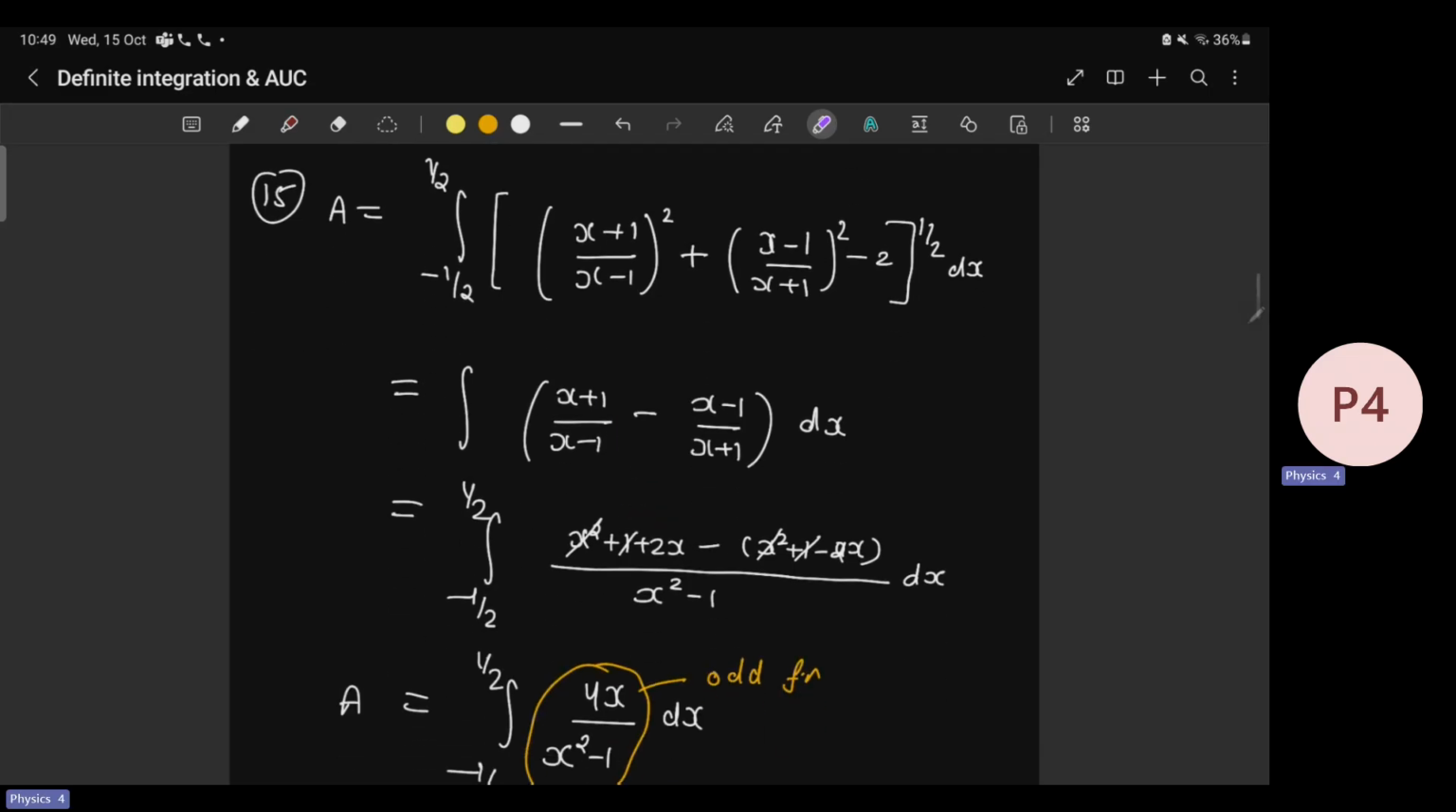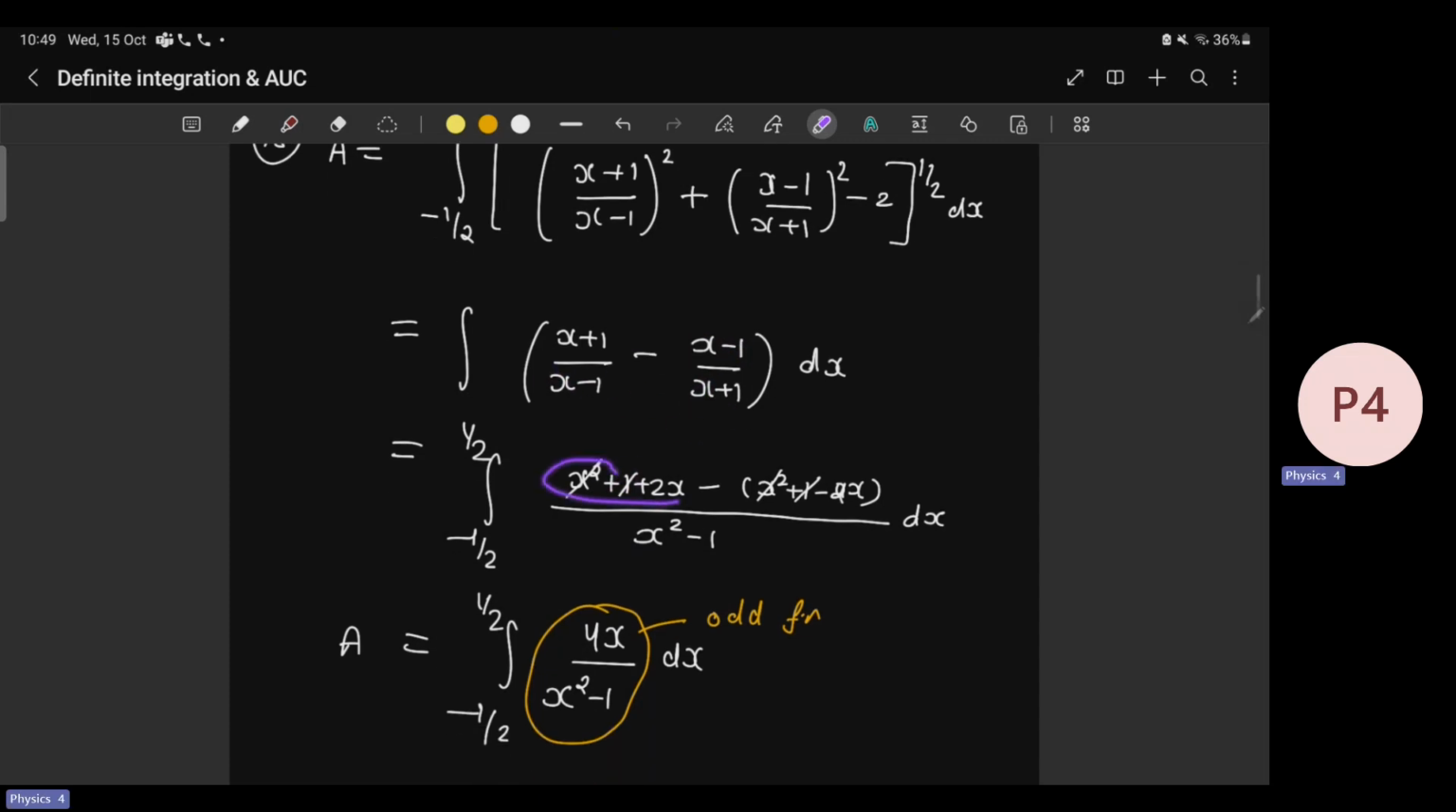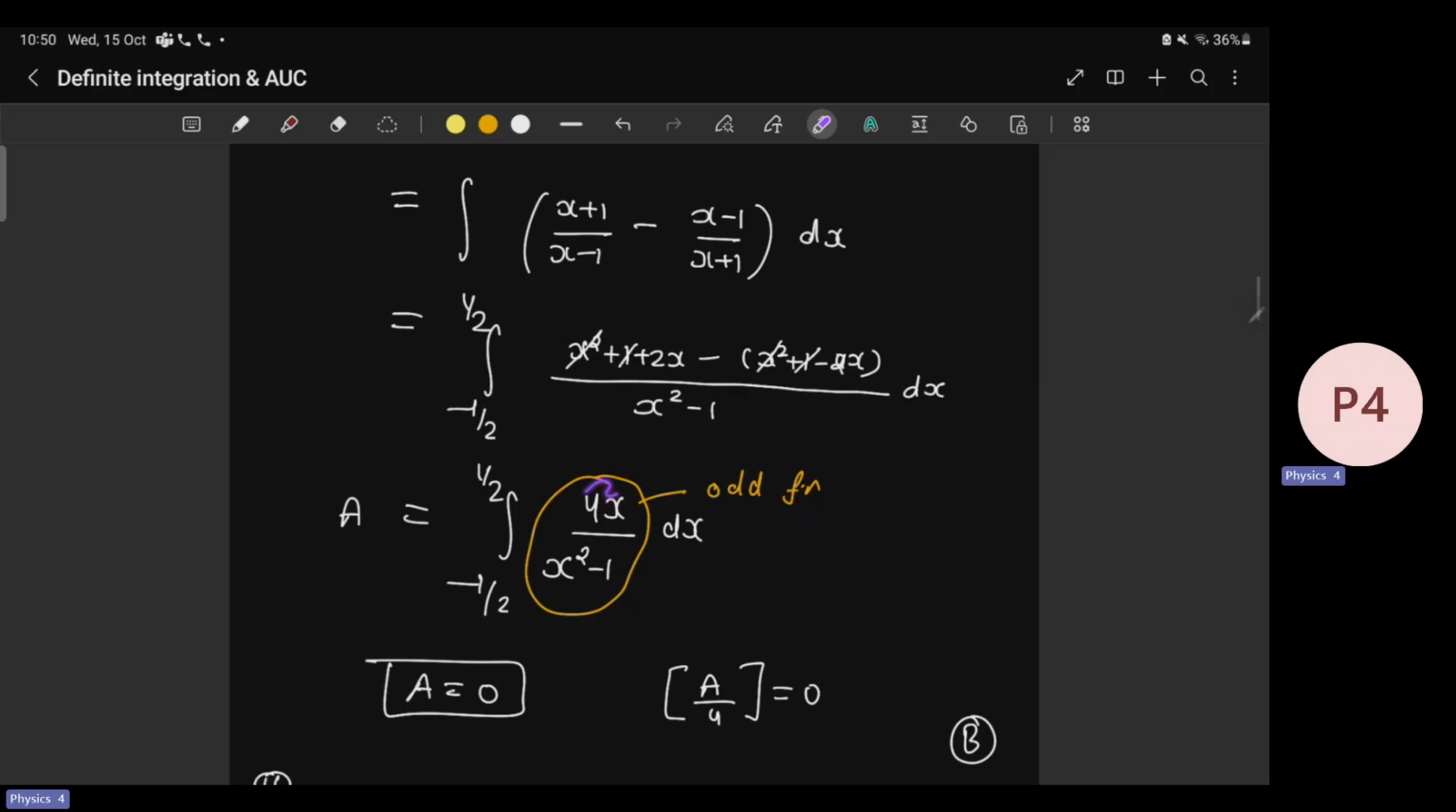Now we have to integrate this, x plus 1. Now further solve this. Cross multiply. This is x plus 1 whole square, x square plus 1 plus 2x, minus x minus 1 whole square. Now this is cancelled out. Now we have integration of 4x upon x square minus 1.